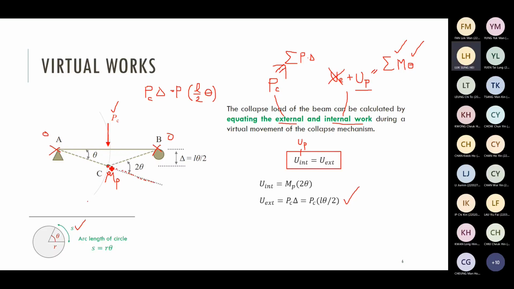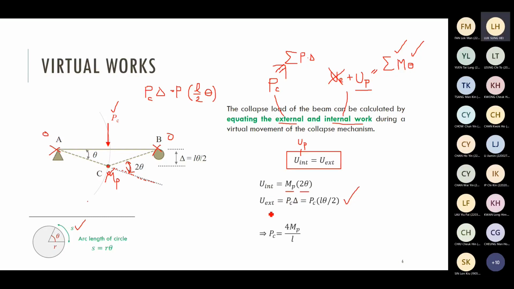And then you can see that this hinge is under a rotation angle 2 theta. Originally it's a straight line, but after bending, there's a 2 theta rotation. So the plastic moment times the rotation 2 theta gives you the internal work. Equate these two expressions, U_int equal to U_ext, and then simplify the equation a little bit.